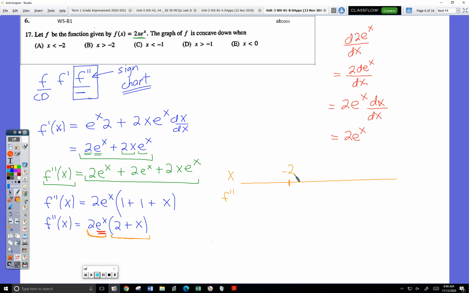Question? Now we just test. So we plug in, say, negative 3. This is still positive. This is now negative. So multiply together, positive times negative is negative. Check negative 1. This is still positive. This is now positive.